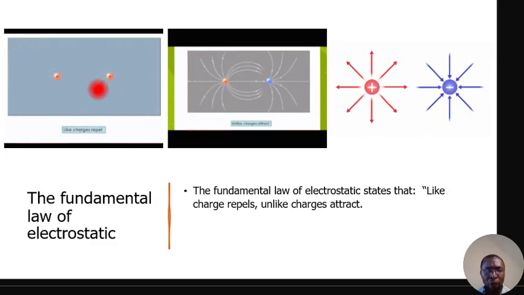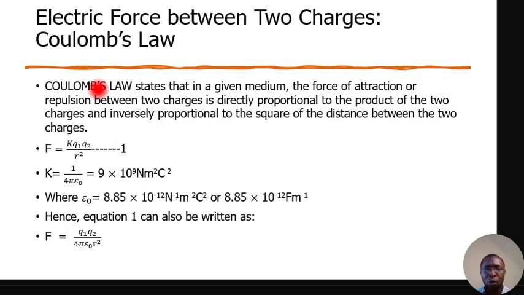All right. So having known that, we then need to know the law that guides this attraction or repulsion of electric charges, and that law was propounded by a scientist called Coulomb. And what does the law state? The law states that in a given medium, the force of attraction or repulsion between two charges is directly proportional to the product of the two charges and inversely proportional to the square of the distance between the two charges. Okay, what is that law saying?